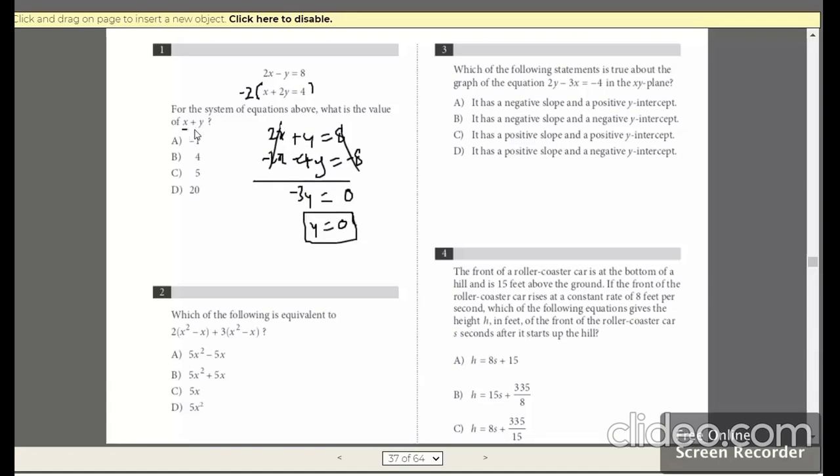Remember, they are asking us x plus y, so we need x also. Upon plugging this y equal to 0 in any of these, let's just take it in the first one, that is 2x minus 0 equals 8. So basically x equals 4. So 4 plus 0 will give you 4. Bingo, that is our solution.